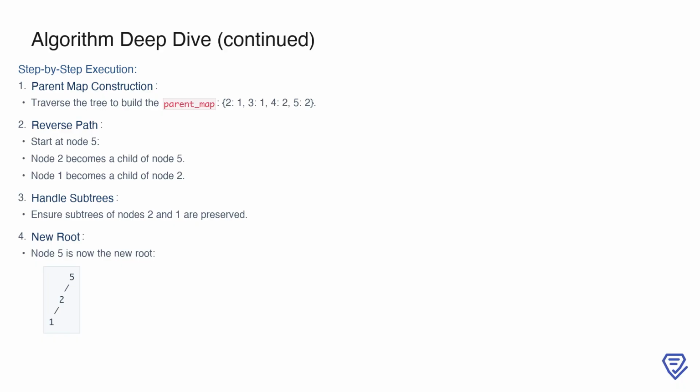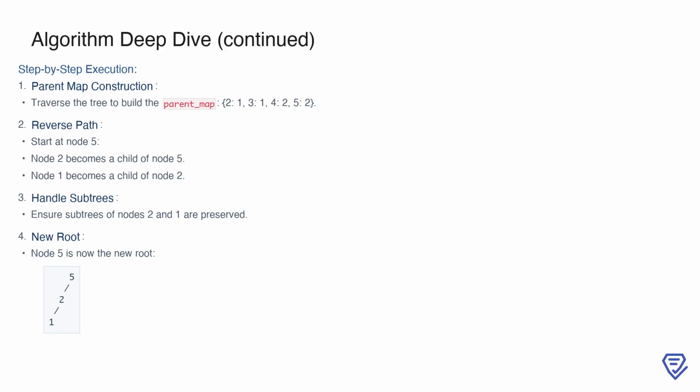Starting at node 5, we make its parent, node 2, a child of node 5. Then we move up to node 2, making its parent, node 1, a child of node 2. During this process, we carefully ensure that the left and right pointers are updated correctly to preserve subtrees. For instance, any subtrees of nodes 2 and 1 that are not part of the reversal path are left intact. Finally, we designate node 5 as the new root of the tree, completing the restructuring process.